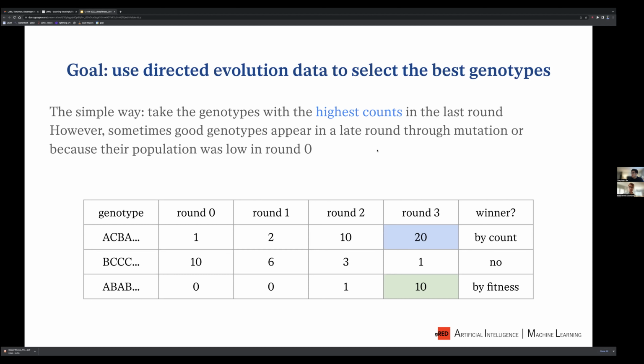However, sometimes good genotypes can mutate in late and don't have much time to increase their population. For example, this green square, where it mutated in on round 2 and then increased a lot in the final round. So we will use a model called fitness from population genetics to pick these rising stars that might be missed otherwise. And just a quick note is that prior work has also looked at this data and has focused just on the last round or last 2 rounds.